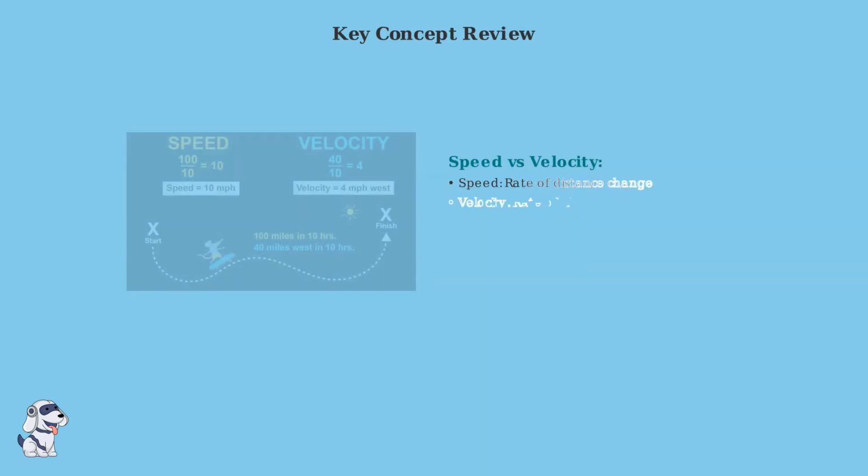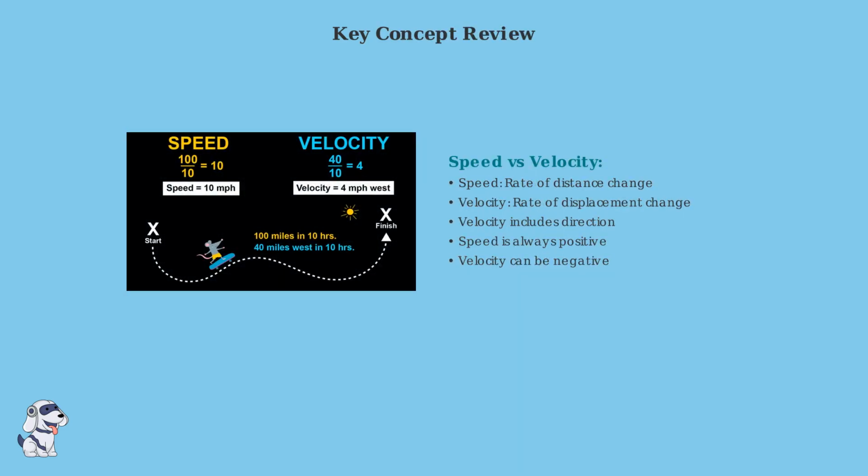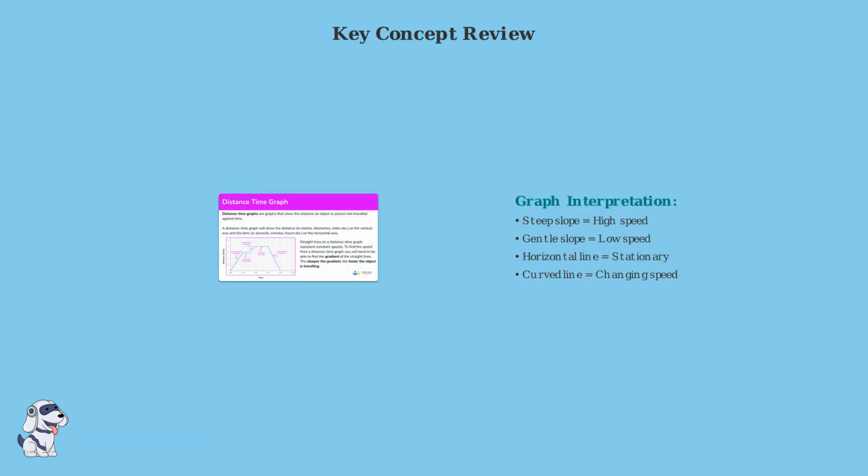Now let's review the key concepts we've learned about speed and velocity to reinforce your understanding. The fundamental difference between speed and velocity is that speed measures how fast you're moving, while velocity measures how fast you're moving in a specific direction. Distance-time graphs are powerful tools for visualizing motion. The gradient or slope of these graphs directly represents speed.